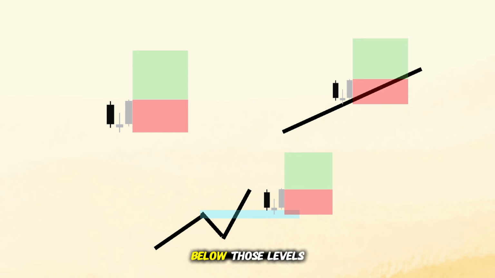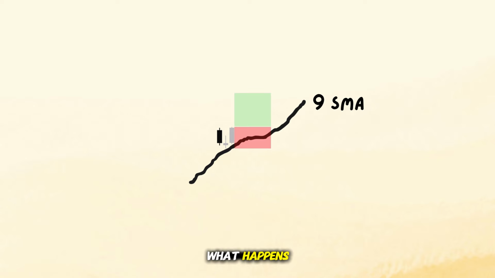The market dips below those levels to grab liquidity before making the real move. That's why, even at support or trendline levels, the win rate doesn't improve much. It still hovers around that same 60% mark. So now, let's move to our strategy and see what happens when we bring in the 9-period simple moving average.